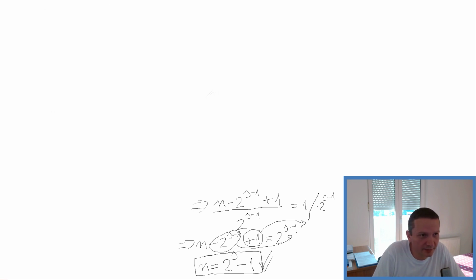So if we assume that n is equal to 2 to the power of s minus 1, then we simply have that n minus 2 to the power of k plus 1 over 2 to the k for any k. We will now see first that this is odd.